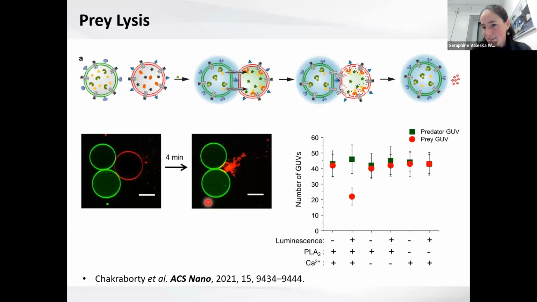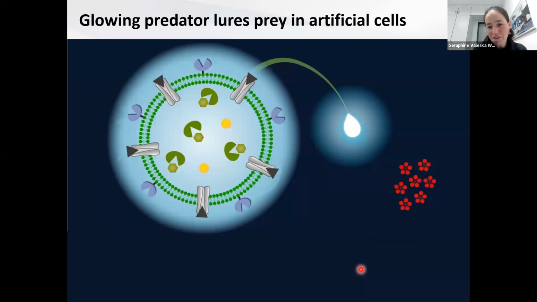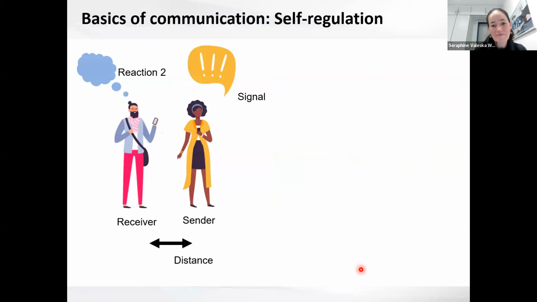As we have a molecularly defined system, we can then really ask if each component is really doing what we intended it to do. So we can mix equal numbers of prey and predator GUVs, and we can see that only the prey GUVs lyse selectively, not the predators. When the predator is luminescent, when the prey contains apophospholipase, and the predator has the calcium ion that activates the lipase in the prey upon transfer. So we can really generate this type of hunting scheme in synthetic cell communities.